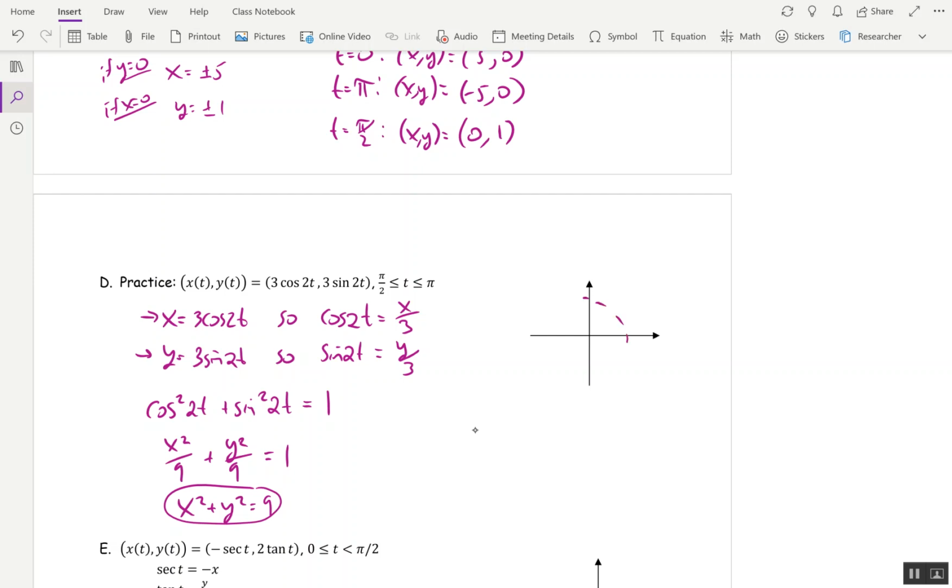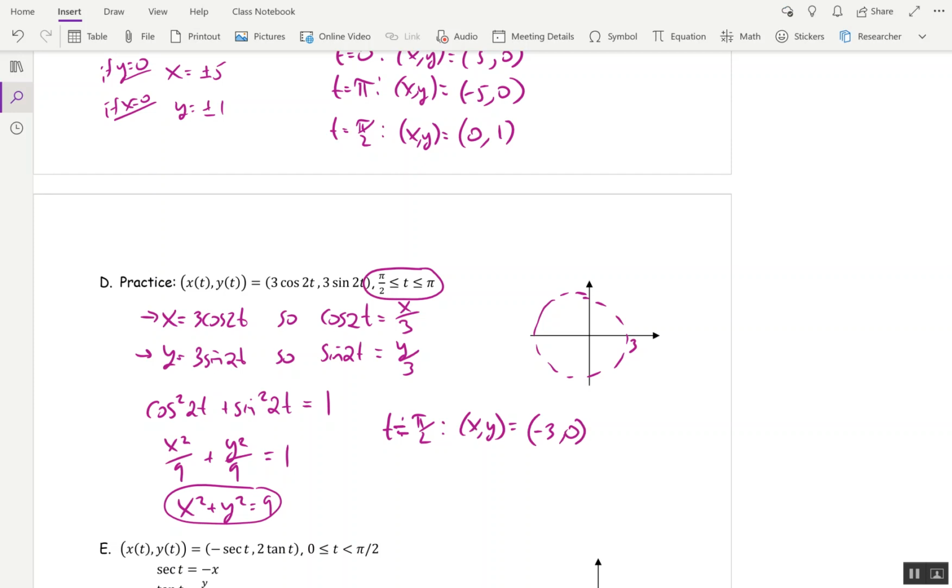So let's plot that with a dotted line. And let's see how much of that circle we're getting. So we'll go to the restrictions on t. If t is pi over 2, then (x, y) is, okay, got to put pi over 2 in for t. So that would be cosine of pi, which is -1, times 3. So -3. And then we're going to get 0.